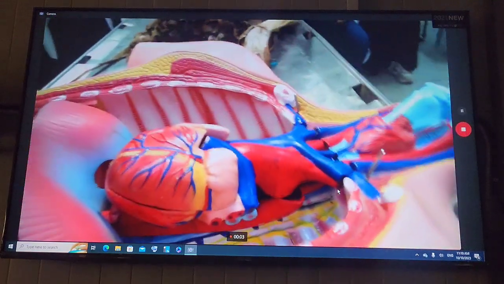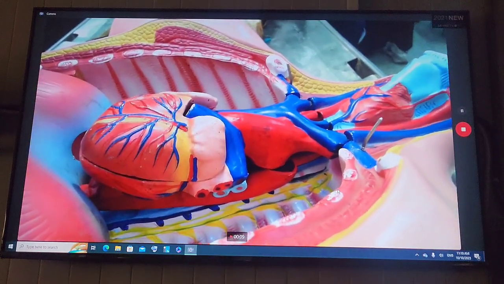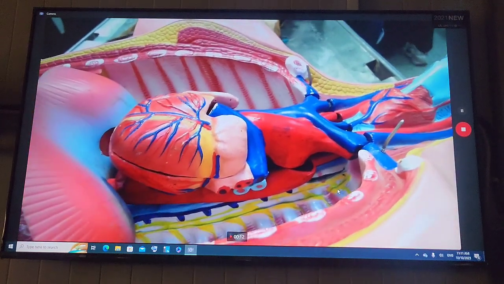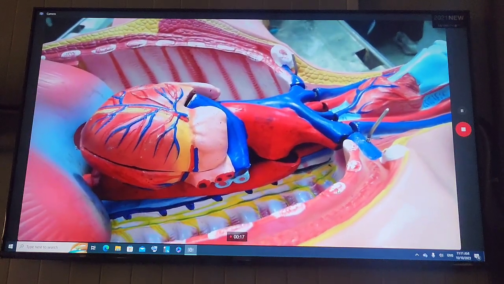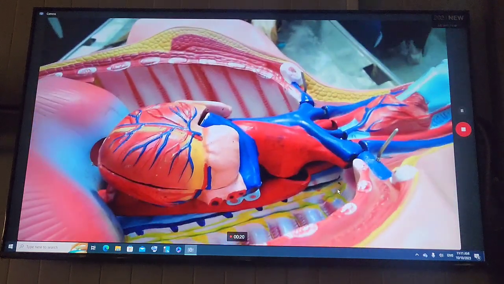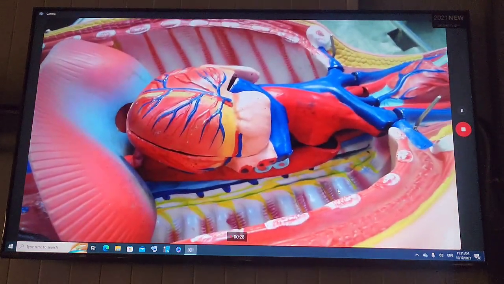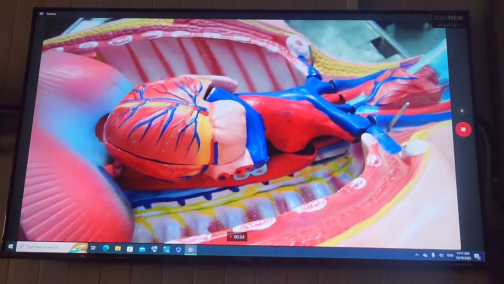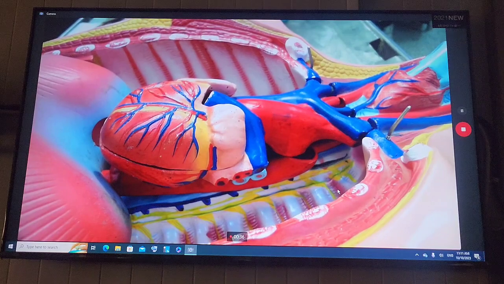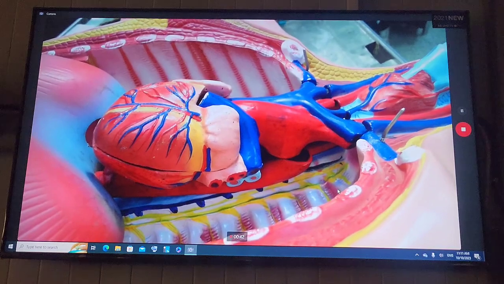Our session today is about the subject of mediastinum. And as we usually did, we will start with the plastic model and then transfer the demonstration to a cadaveric sample. In this plastic model, I will discuss and explain the structures in the mediastinum in terms of individual description.